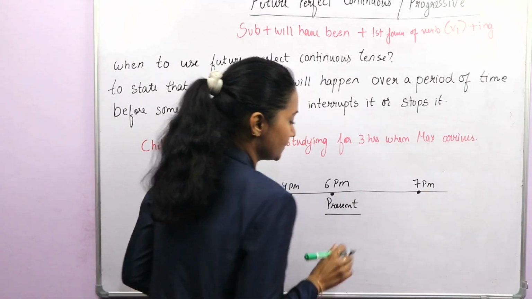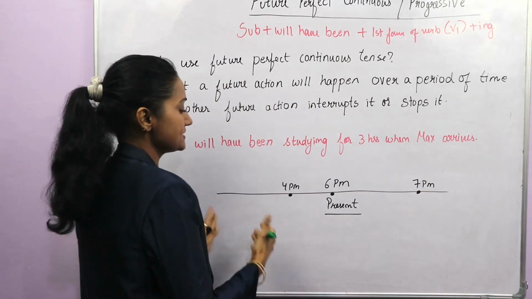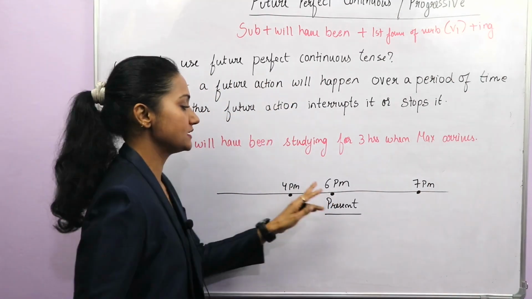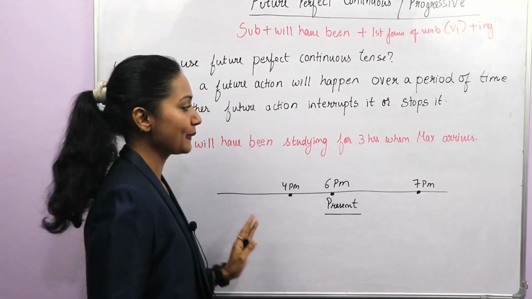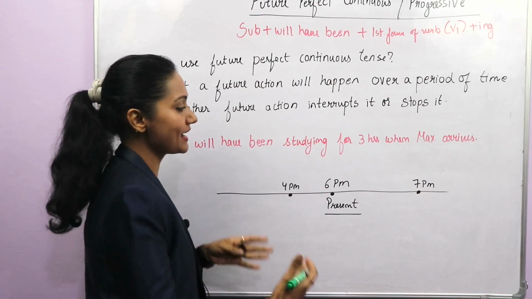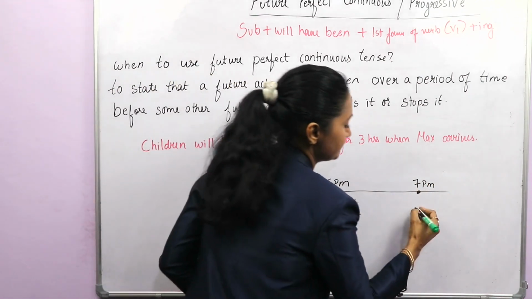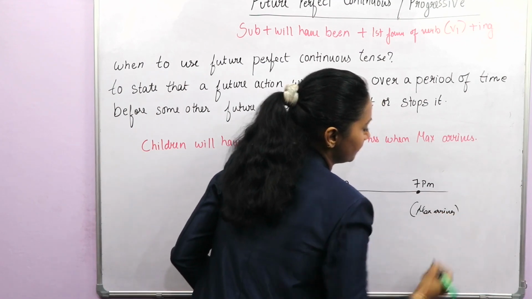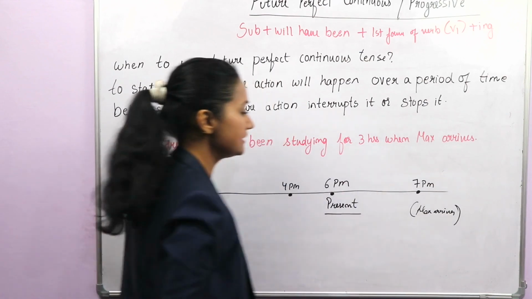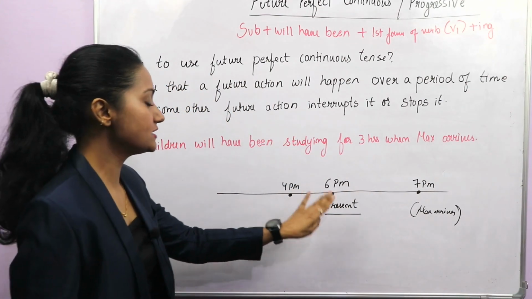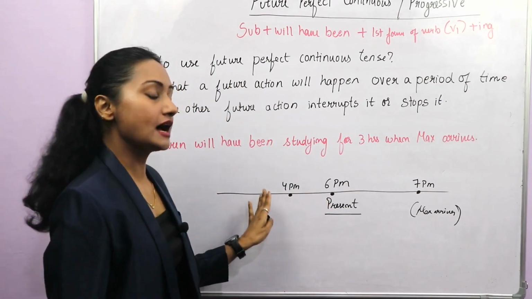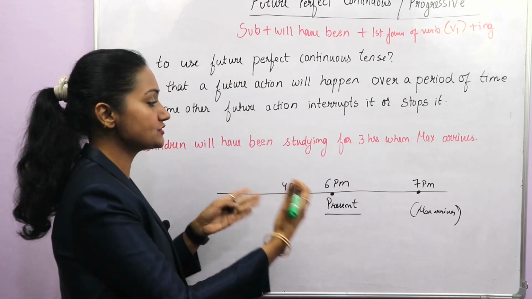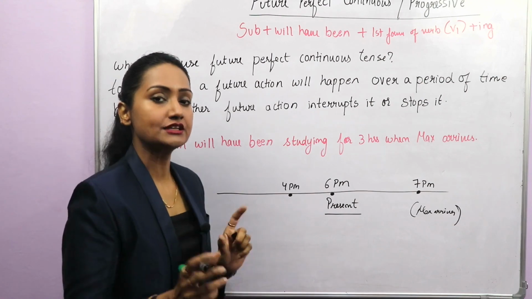This is present, okay, right now. Before present is past and after present is future. So just imagine that right now it's 6 p.m., okay, and I know that Max will arrive at 7 p.m., okay. All right, so he will arrive at 7 p.m. and children have started to study at 4 p.m., okay. So 4 to 7, the duration is 3 hours.